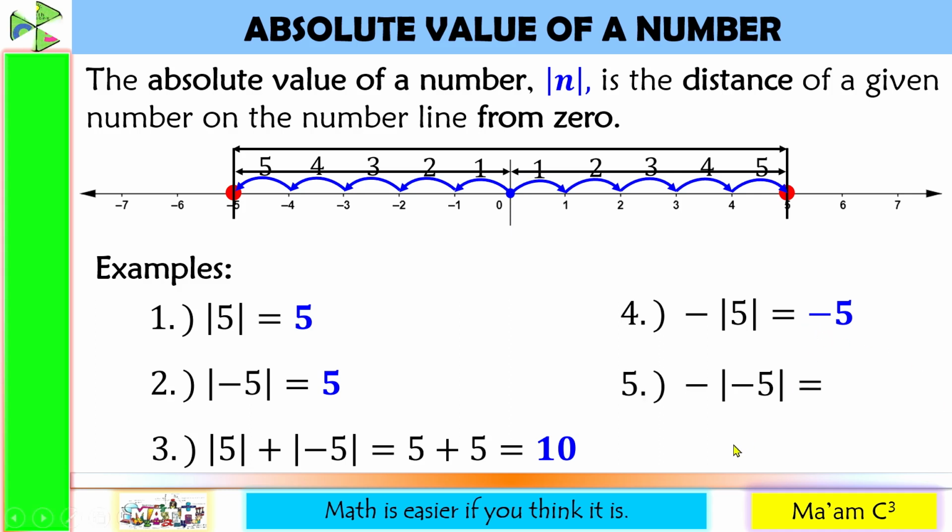Another one, negative of the absolute value of negative 5. So again, the absolute value of negative 5 is 5, and we have here a negative sign. Let's copy it here. So the answer is also negative 5.